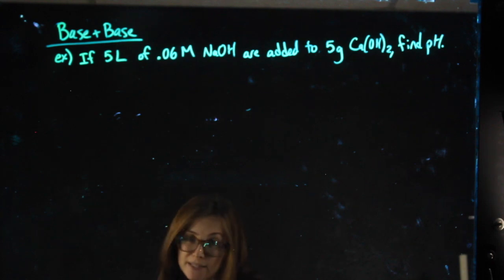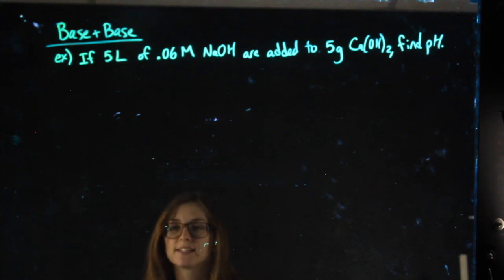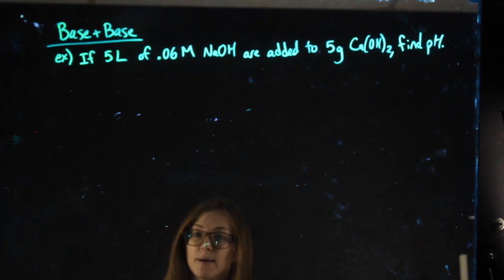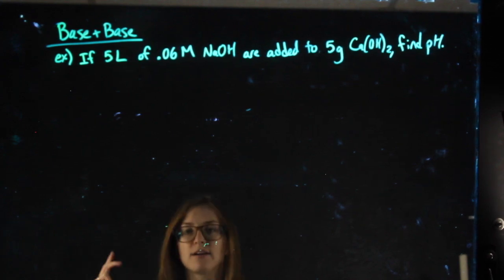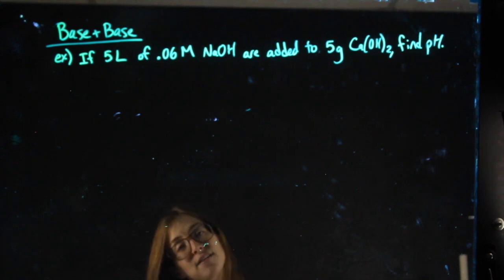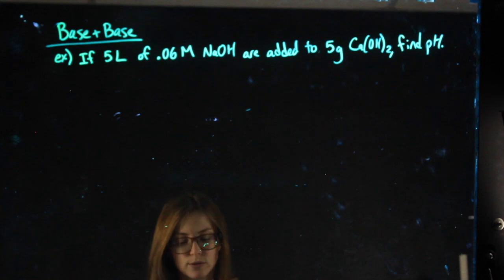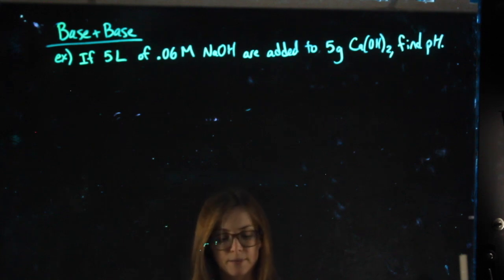All right, base plus base problems. Again, if we have two bases adding together, it's essentially the same thing. You're going to follow those same three steps: find moles, find molarity, find the answer. But instead of everything being about H plus, everything's going to be about OH. So same steps, but use OH instead.